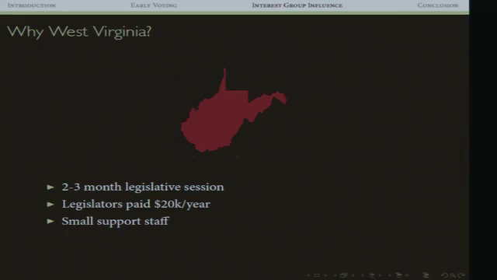If you only meet for 2 to 3 months in a year and you're paid $20,000, you're not likely to invest a whole lot of time into drafting legislation. And so the hypothesis is that lower legislative capacity, being some sort of aggregate index of all these different things that I've mentioned, will lead to legislators being more likely to introduce and/or enact ALEC drafted legislation.